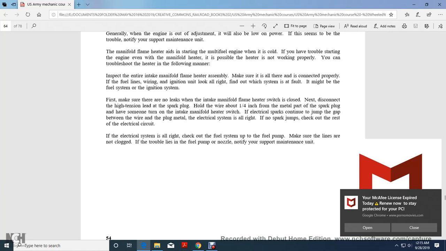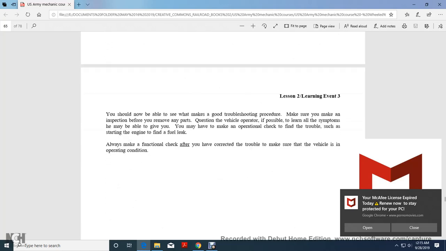Make sure the lines are not clogged. If the trouble is in the lines, the fuel pump, or the nozzle, notify the support unit. You should check it out. This makes for a good troubleshooting procedure.